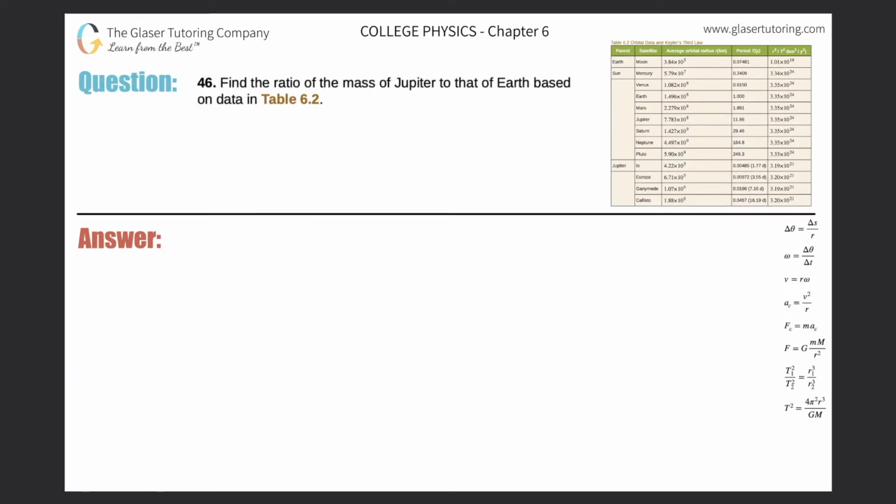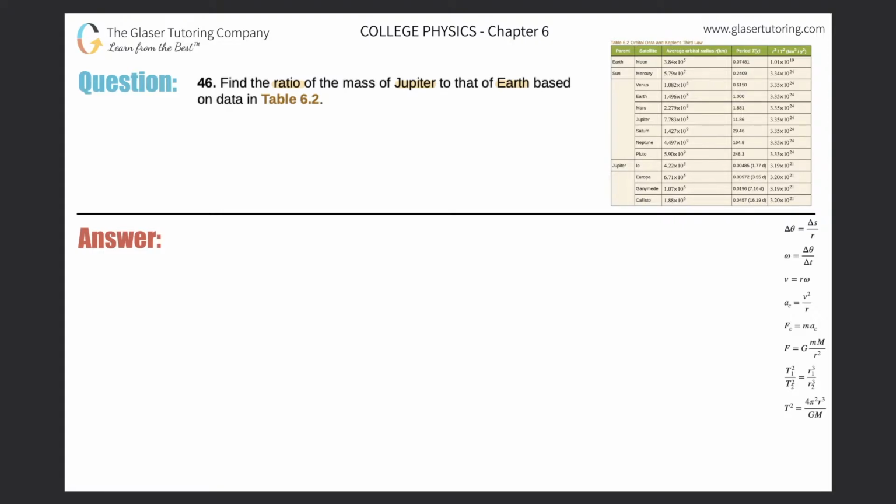Number 46. Find the ratio of the mass of Jupiter to that of Earth, based on the data in table 6.2. All right, so the data here in the table provides information about parent planets or parent systems, and their satellites. And remember, satellites are just objects that orbit that particular parent system. They give us the orbital radius and the period, and then the radius cubed divided by the period squared values as well.